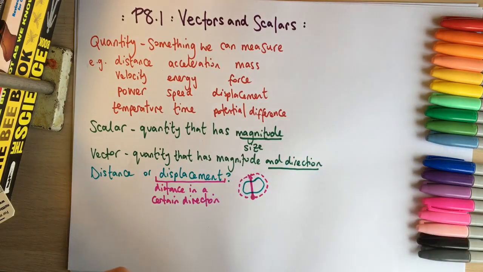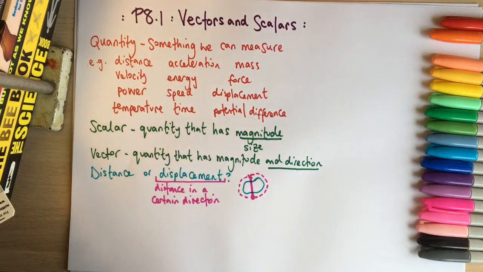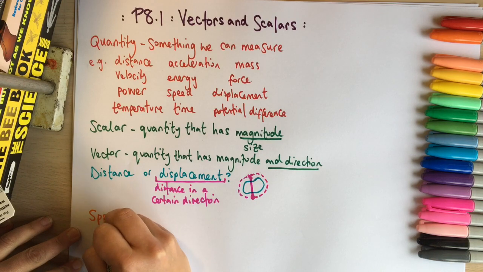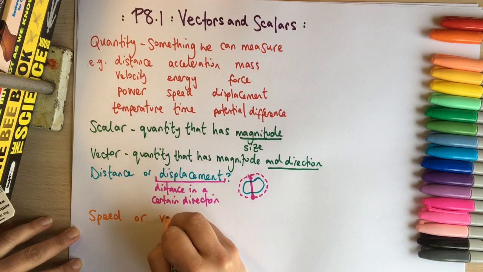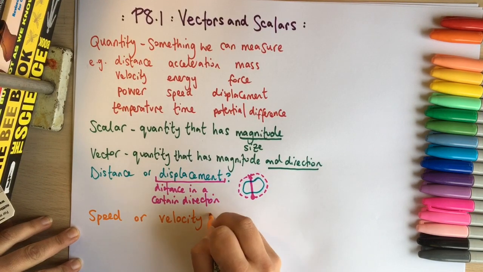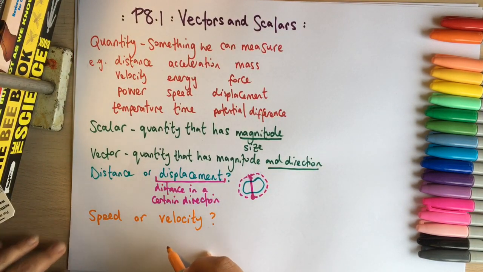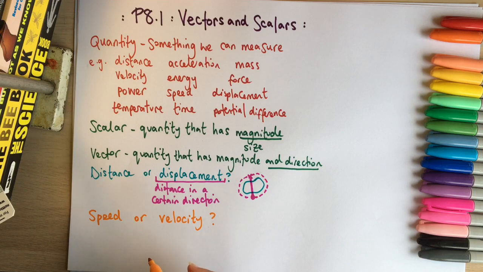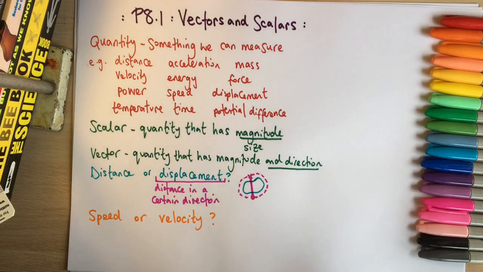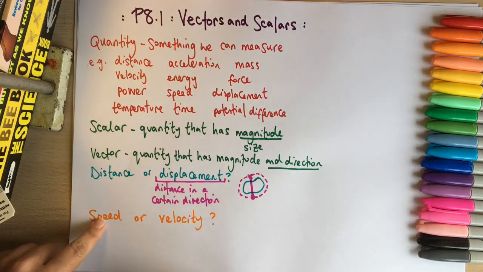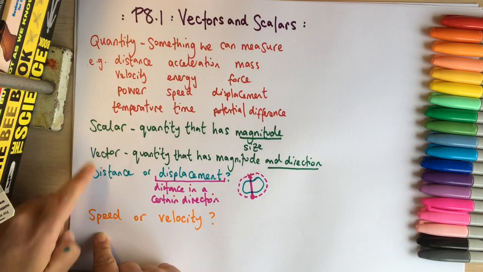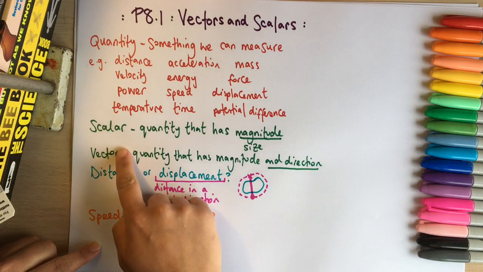The other example that comes up quite a lot is speed and velocity. Now, you've come across these quantities before, and especially in the kinetic energy equation, you get given it as 1/2 times mass times velocity squared. And in the past, we might have just told you that velocity is like speed, and it is quite a lot like speed, but speed is a scalar quantity, velocity is the vector quantity.